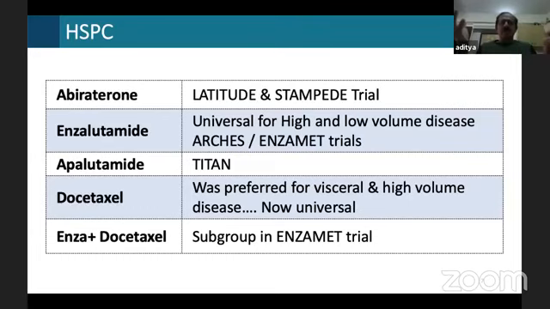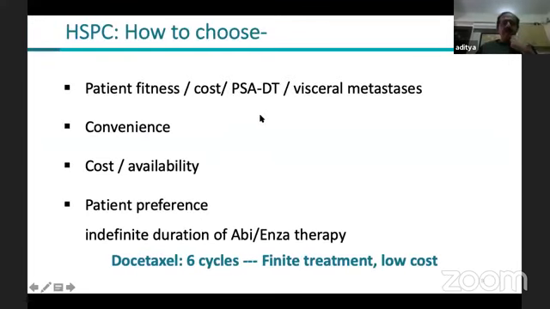So here is now a question of, with this multitude of drugs available, how do you select? What should I select? So the first thing is to look at the patient fitness. Is he a fit patient to consider chemotherapy, or is he not fit? Then secondly, you look at how rapid is the PSA doubling time, and what is the pattern of mets: is it visceral metastasis, is it high or low volume, visceral or non-visceral? These things you have to keep in mind.